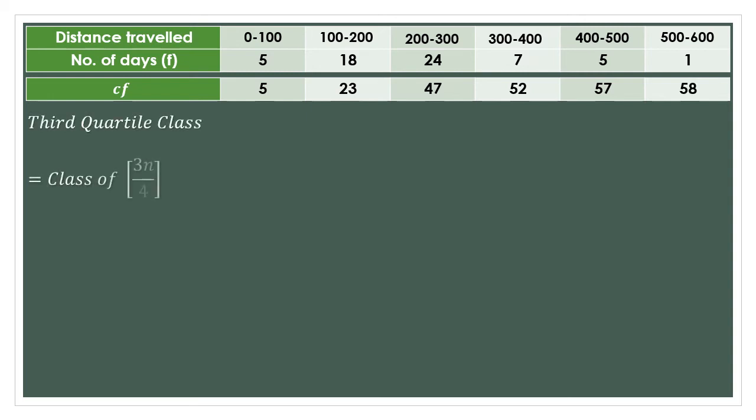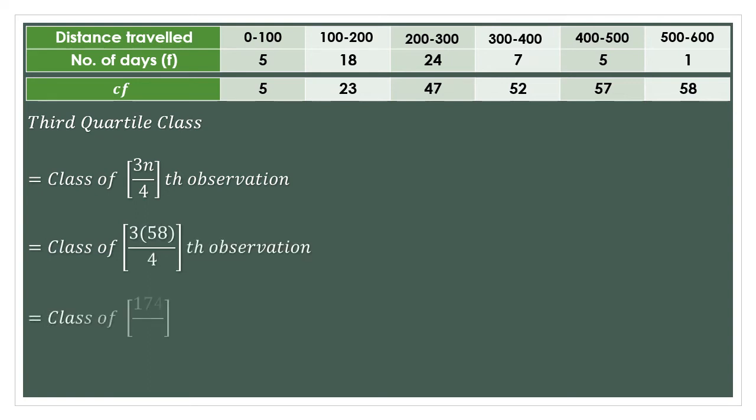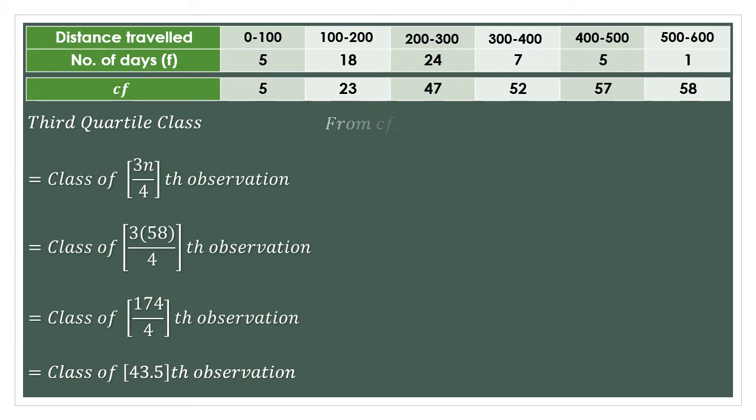So third quartile would be the class of 3n upon 4th observation. Now n is 58, so 3 into 58 upon 4, which would give us 174 upon 4th observation, meaning we will get the class of 43.5th observation. Now the 43.5th observation falls under CF 47, that means the class is 200 to 300.